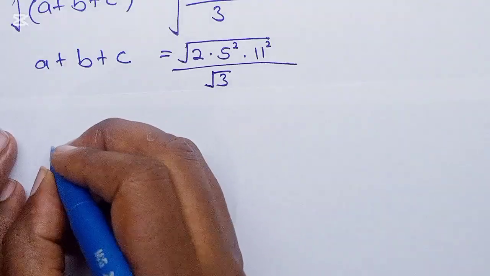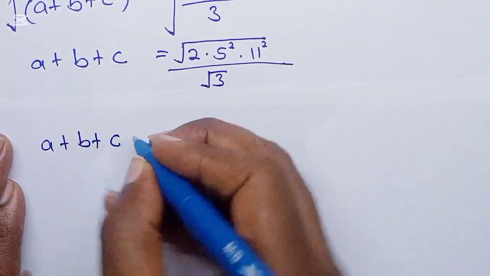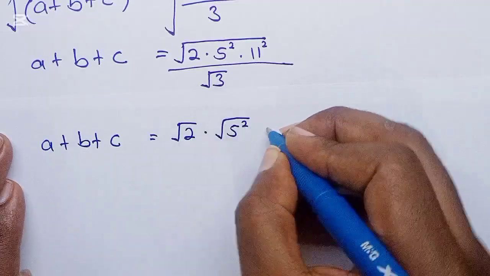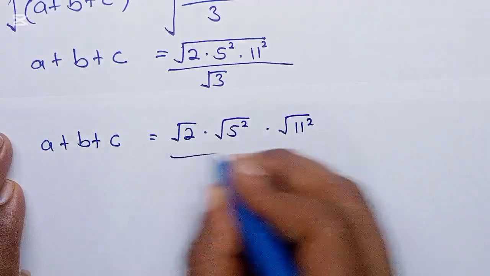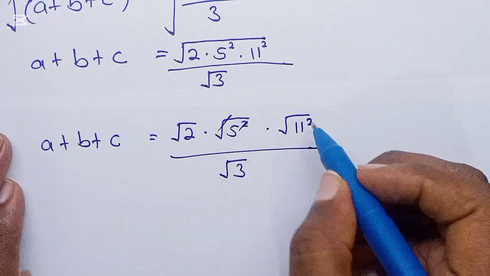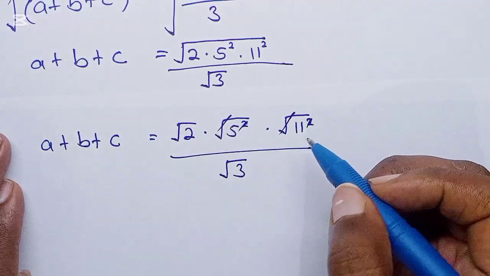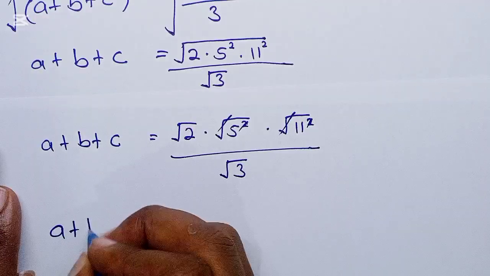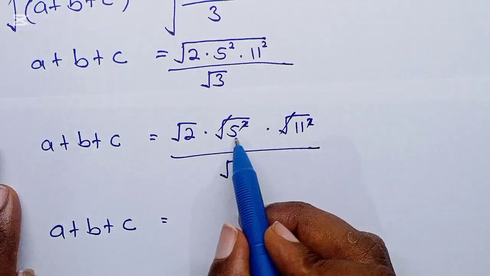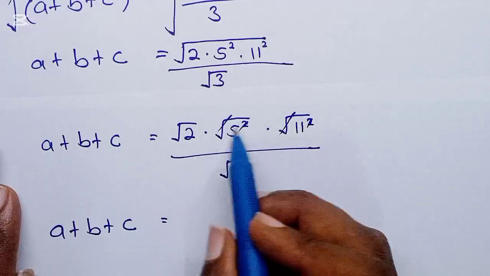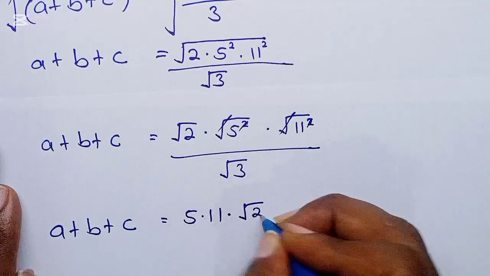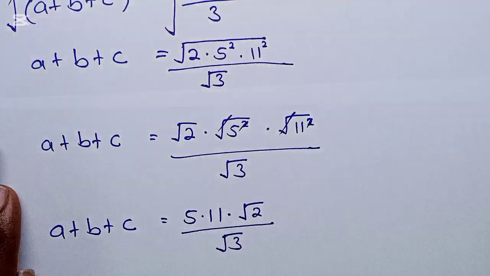So this is A plus B plus C being equal to square root of 2 times square root of 5 squared times square root of 11 squared over square root of 3. This cancels with the square root. This cancels with the square root. So we are left with A plus B plus C being equal to 5, here we're left with just 5 times 11. Okay, 5 times 11 times root of 2 over root of 3.